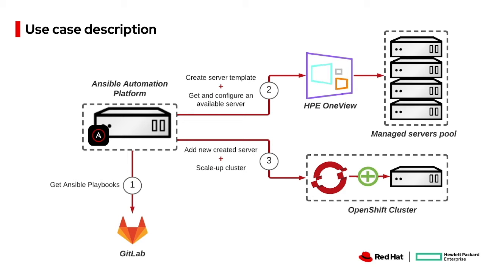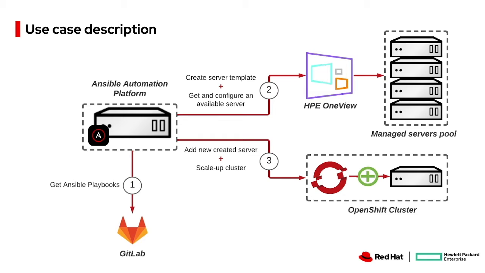When we request Ansible to extend our OpenShift cluster with a new physical server, it starts by getting the latest code and playbook version from our GitLab repository. After it gets the latest version of our code, Ansible Automation Platform requests an available server from HP OneView and applies a specific configuration, where network, storage, iLO users, and more are defined. After OneView has provisioned the desired server, Ansible adds it to our OpenShift cluster.